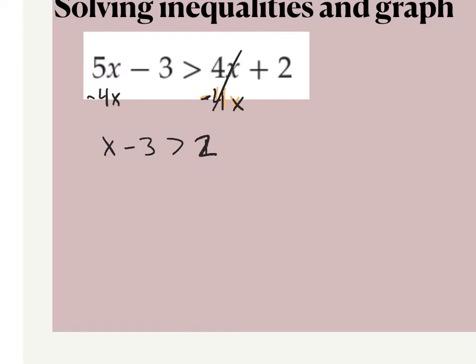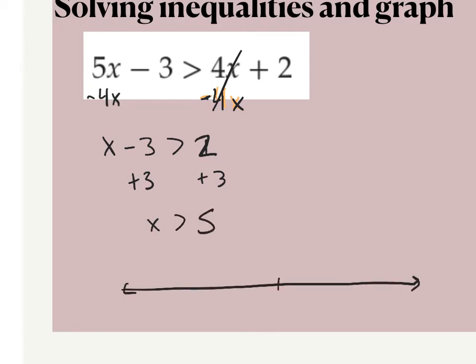How do we get x all by itself? Add 3. Perfect. So x is greater than 5. So we draw our number line. Are we going to put an open circle or closed circle? Open. So we put an open circle on 5.